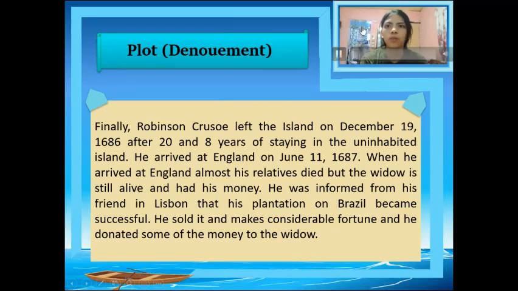And going to the denouement, finally, Robinson Crusoe left the island on December 19, 1686, after 28 years of staying in the uninhabited island. He arrived in England on June 11, 1687, but he discovers that almost all of his relatives have died, including his parents.